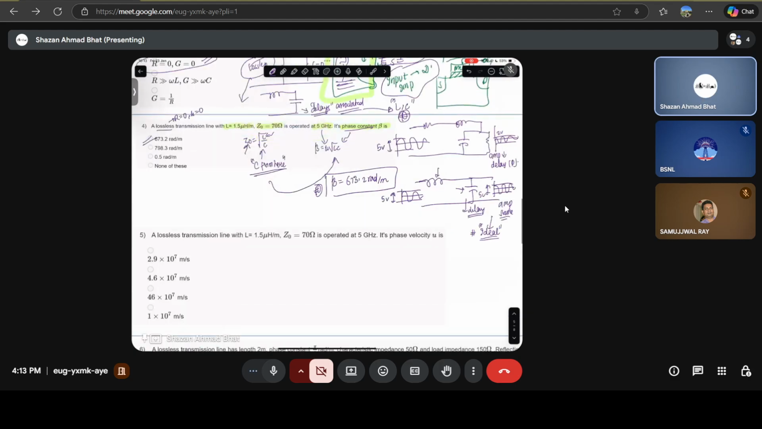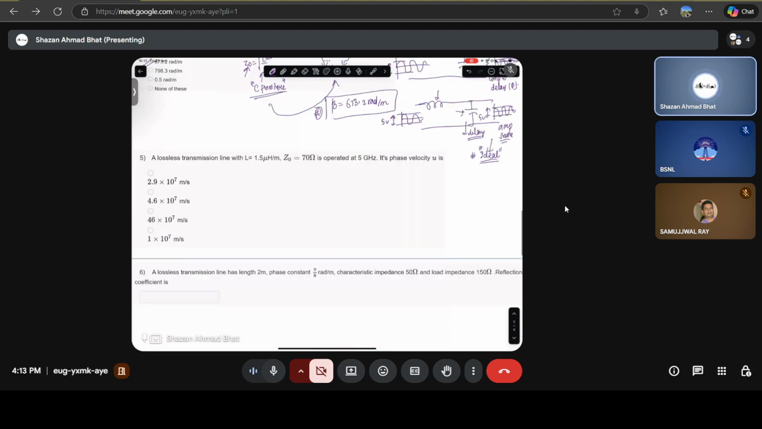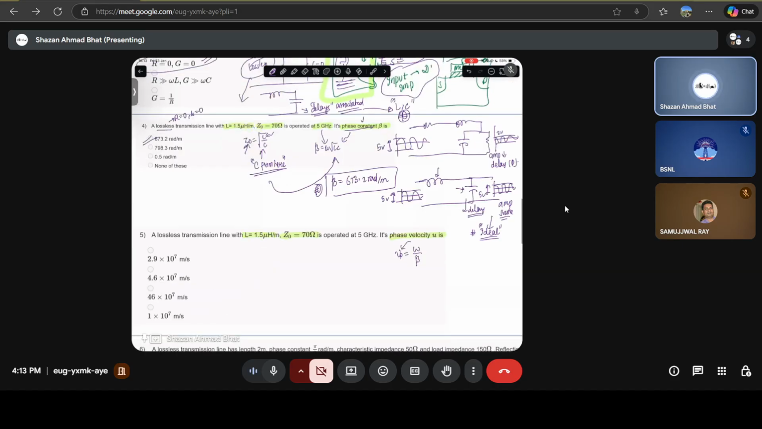So this is the answer of this particular question. Moving on, the lossless transmission line with L equals 1 micron, characteristic impedance given, and this time the phase velocity is to be computed. The phase velocity is basically given as the frequency divided by the previous quantity which we obtained, the phase constant.